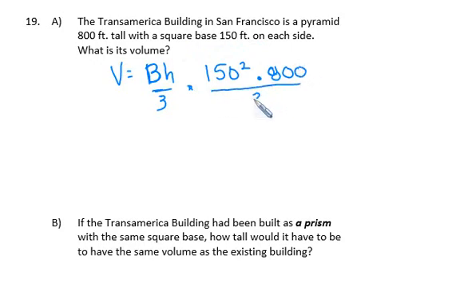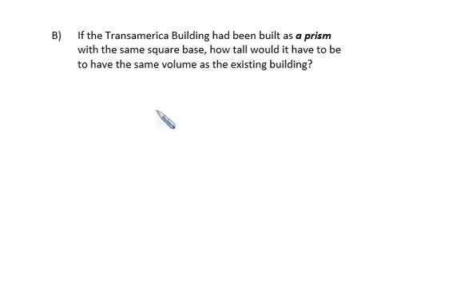So we're going to take that and divide by 3. We have everything we need. We just have to plug this into the calculator. So the volume of this Transamerica building is 6 million. So it's a very huge building. Okay, let's move on to part B. Part B says, if the Transamerica building had been built as a prism with the same square base, how tall would it have to be to have the same volume as the existing building?